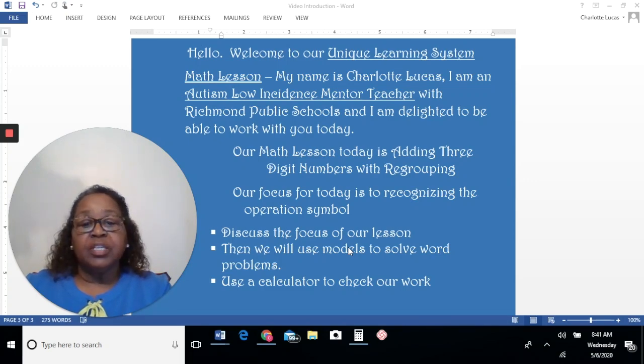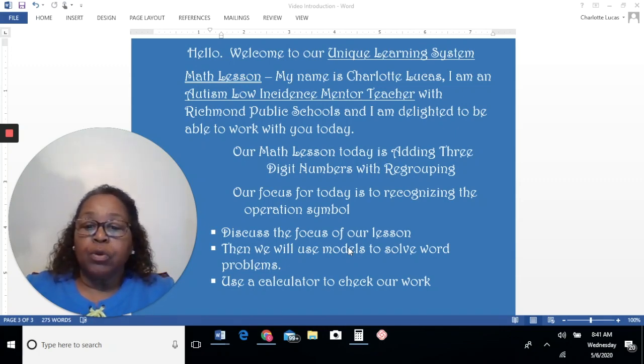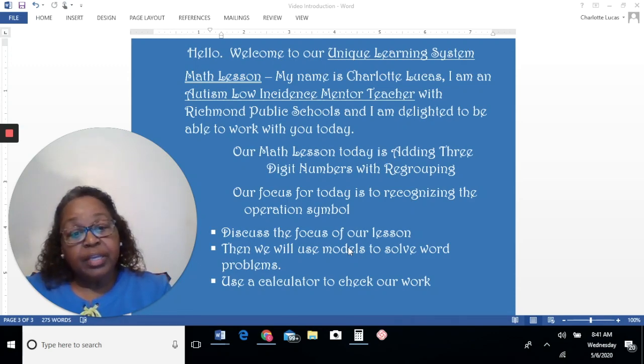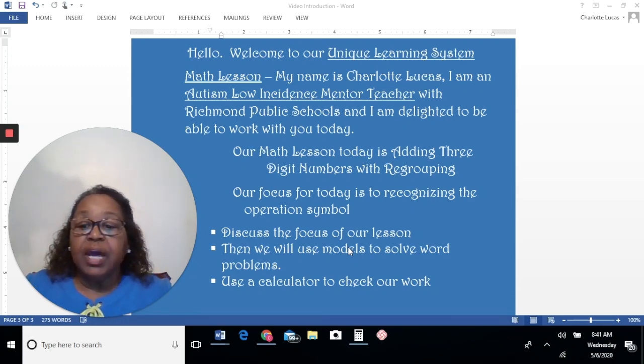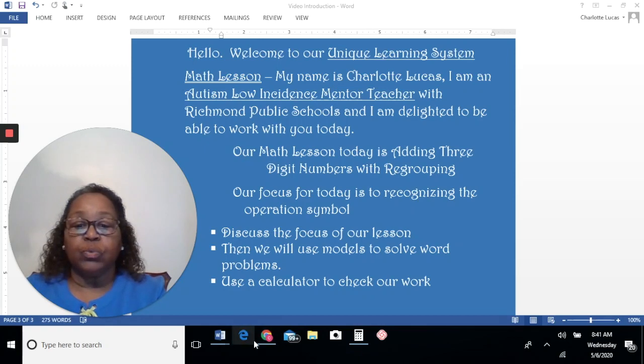Our focus for today is to recognize the operation symbol. We're going to discuss the focus of our lesson. Then we will use models to solve word problems, and we'll use a calculator to check our work. We have a lot to do, so let's get to work.